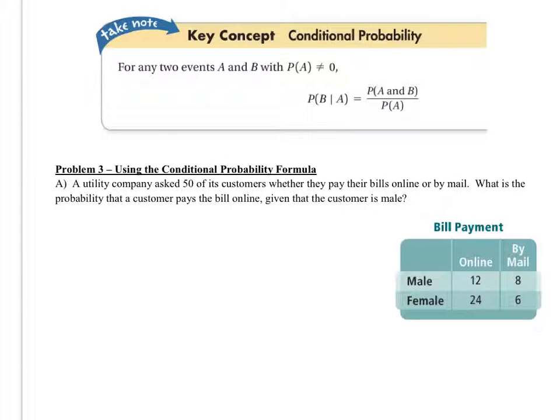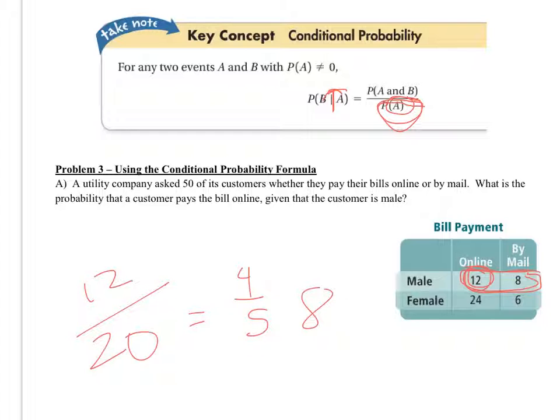So this is just another way that you can look at it. Think about this. The "given that," so the probability of the second thing, that total probability on bottom, and then on top is the two happening together. Given that the probability of A happens, what's the probability of A and B? So a utility company asks 50 of its customers whether they pay their bills online or by mail. What's the probability the customer pays their bill online given that they're male? Given that they're male, so here's the total males, that would be 20. What's the probability that they paid online? So knowing for sure that they're male, what's the probability that they're male and online? So it'd be 12 out of 20, which would be 8 out of 10, which would be 4 out of 5. Or you could say 80% chance.